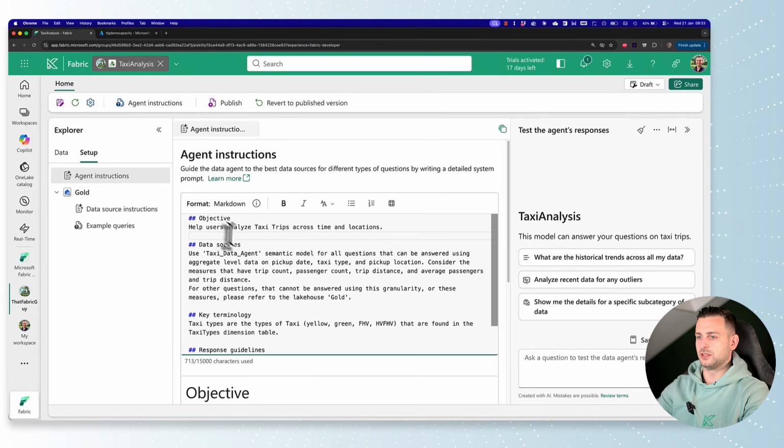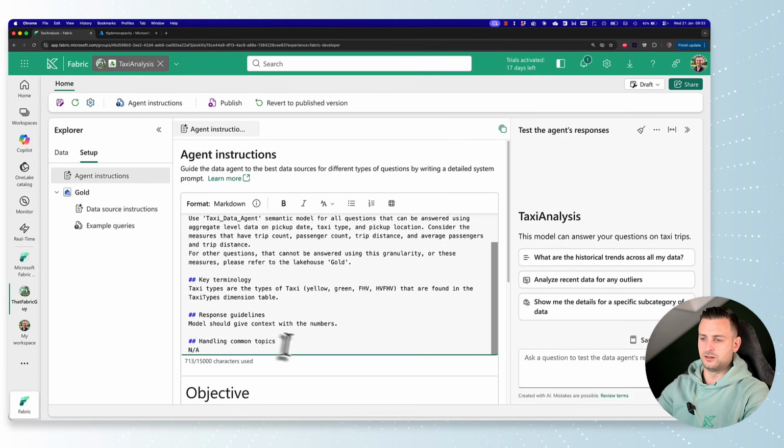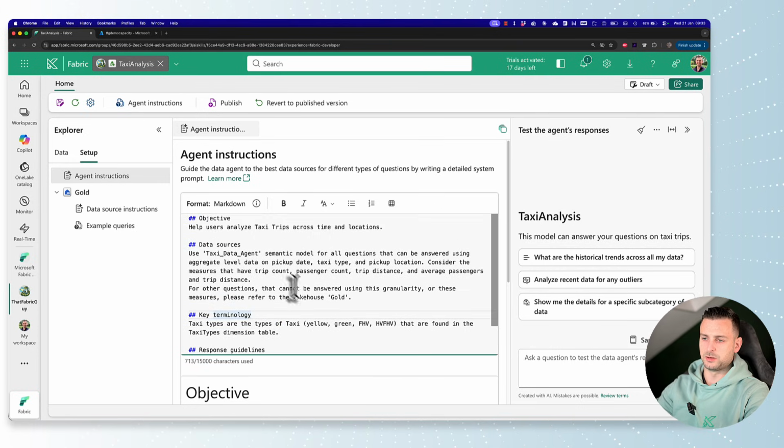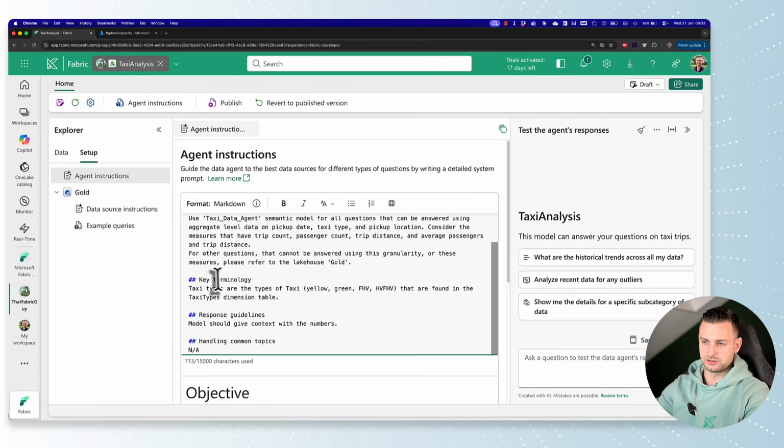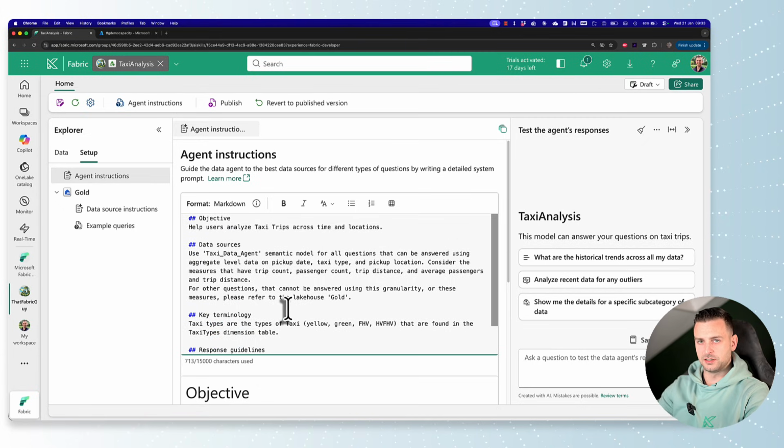Now, Microsoft has an example markdown file that is set up like this. So we have objectives, data sources, key terminology, guidelines, and handling common topics. And I've entered information about our model. So I say, I want to help users analyze taxi trips across time and locations.